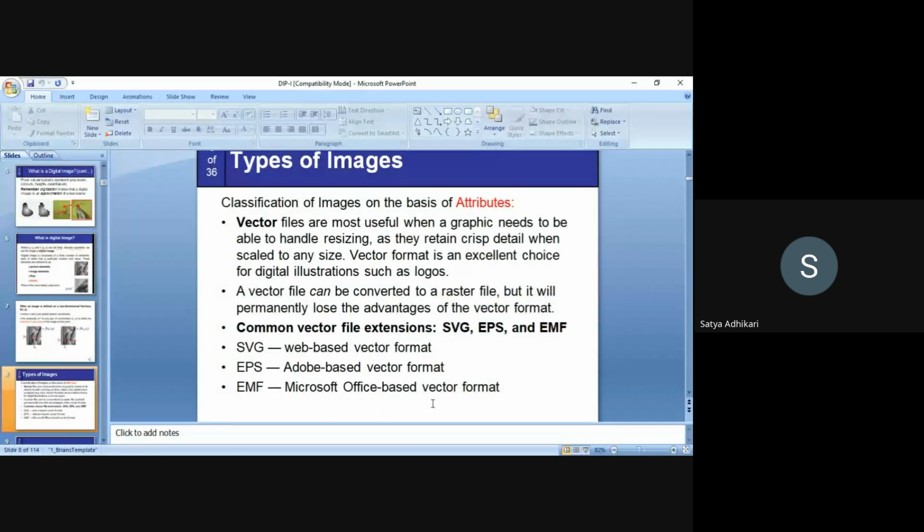Vector format is also an excellent choice for digital illustration such as logos. A vector image can be converted into a raster image, which we will discuss, but it will permanently lose the advantage of the vector format. So once it is converted, it loses its property. Some vector file extensions are SVG, EPS, EMF. So these are the vector files.